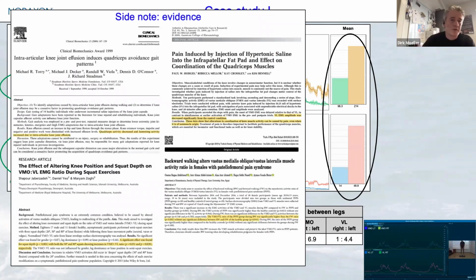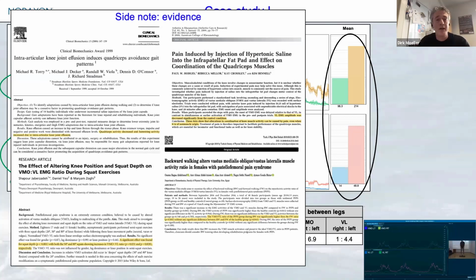Here, just a side note for the evidence. As I mentioned before, the ratio is not only this 1 to 1. It's maybe a theoretical ratio we would like to have or we expect, but it depends on several aspects. There are a few articles that state that the ratio differs, for example, depending on the squat exercise, or that backward walking in female athletes with patellofemoral pain syndrome has a different ratio.